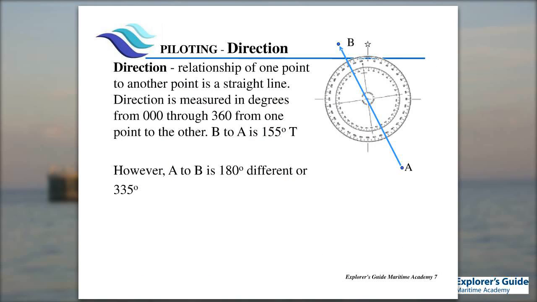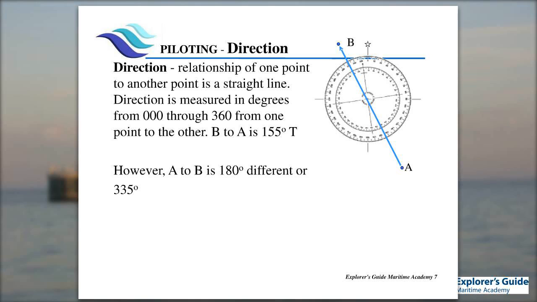Directions. Direction is a point from point A to point B. So we're going from here to there. So we do the degrees on that. We have to make sure we read the right part of the compass rose. So here we're going from B to A, it's 155. However, if we're going from A to B, it's 180 degrees difference, for 335.